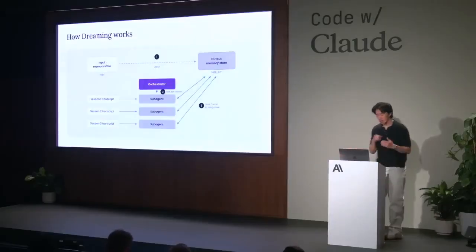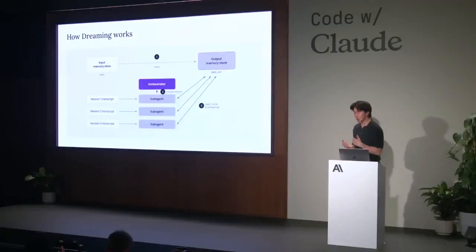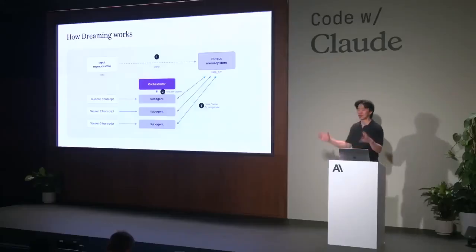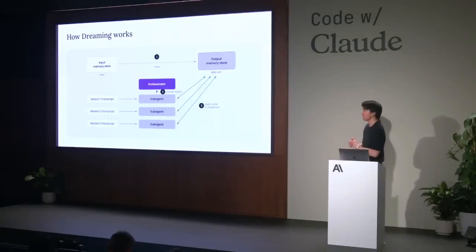Yeah. So again, under the hood, this is sort of how dreaming works, right? This is a multi-agent harness. We have an orchestrator that is mainly responsible for spinning up subagents. And again, we spawn one subagent per input session that you give it. The reason behind this is we actually want dreaming to be exhaustive by design. If you give it 100 transcripts, you want to make sure Claude is looking over all the information to make sure it's not missing anything, right?